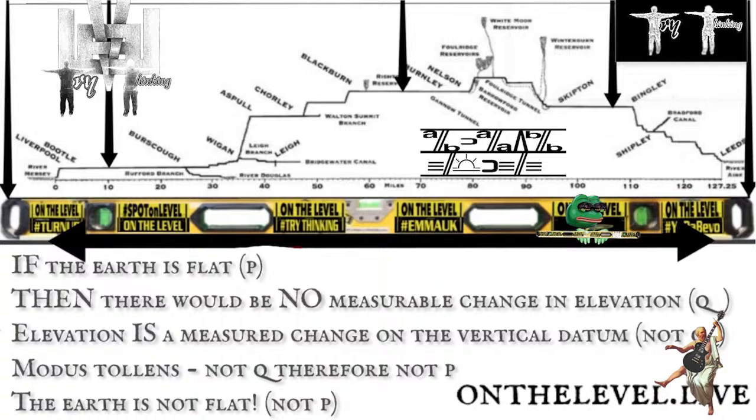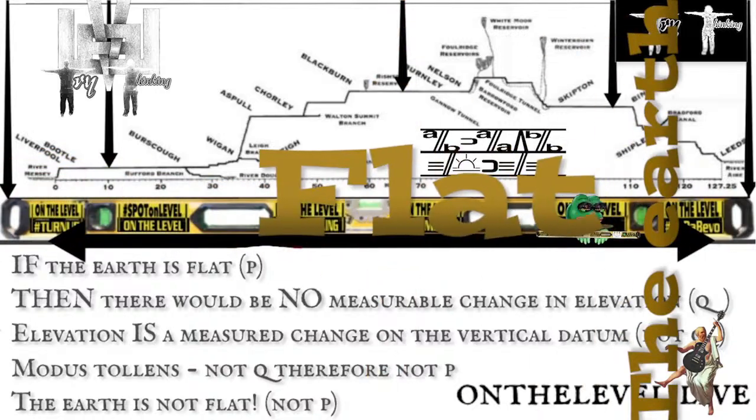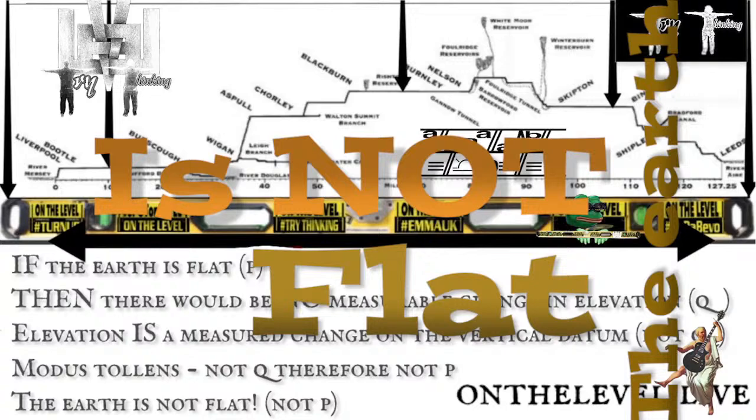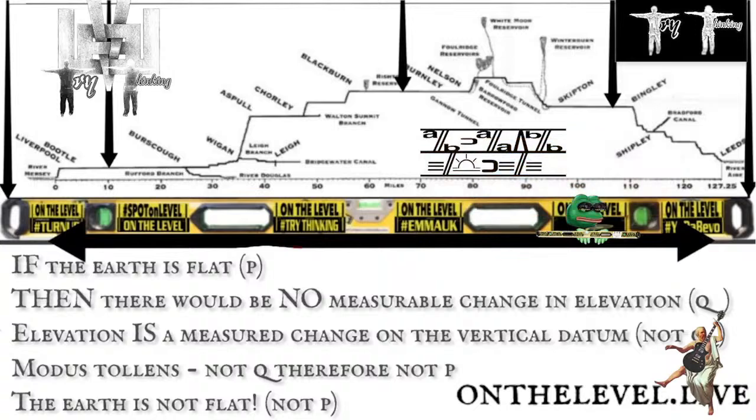If the Earth is flat, Pete, then there would be no measurable change in elevation. Q. Elevation is a measured change in the vertical axis, therefore not Q. Therefore, Earth is not flat. And in maths, you can prove whatever you like. I'm saying it's not physics. That's all that I'm saying.